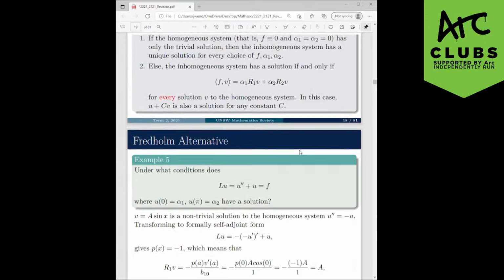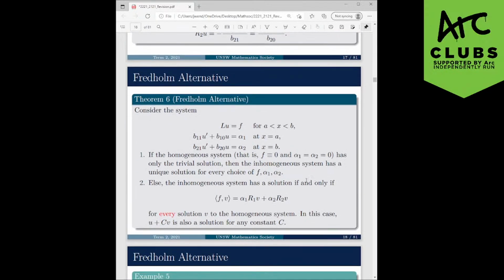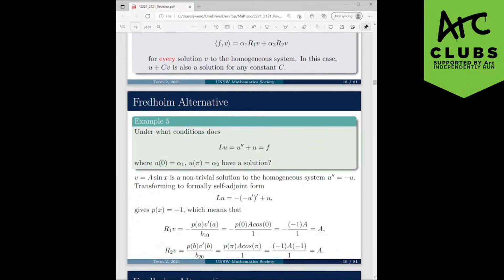So popping back up, you'll see R1u is defined by this. Remember, you have the two forms. You just choose it basically based on your boundary operators. So B11 and B10, remember, they're the coefficients in your boundary operator at that lower bound there. So at the u of 0. So u of 0 is equal to alpha 1. That's your current boundary operator at that lower bound.